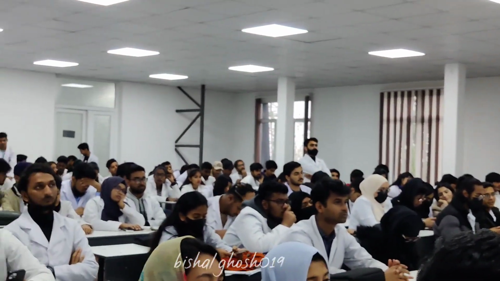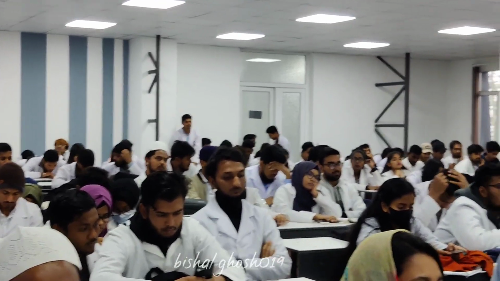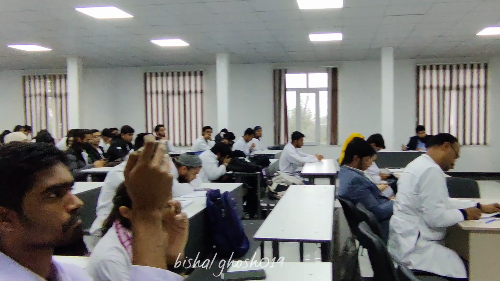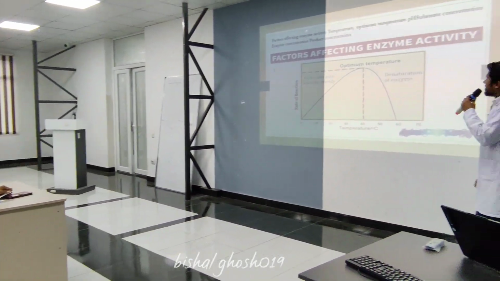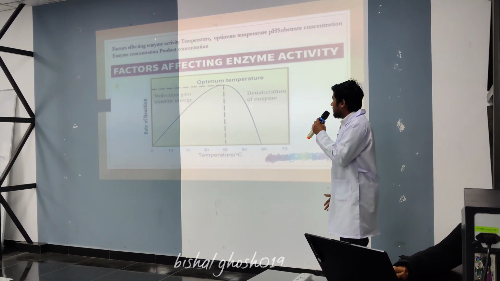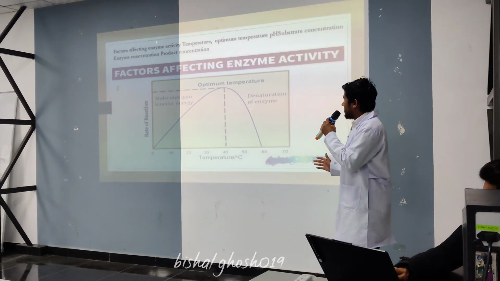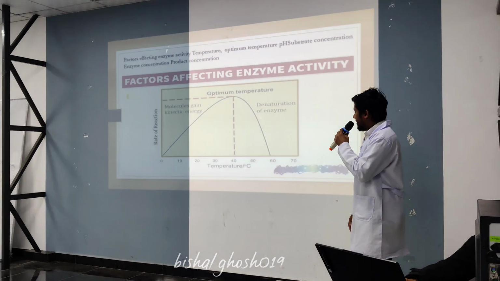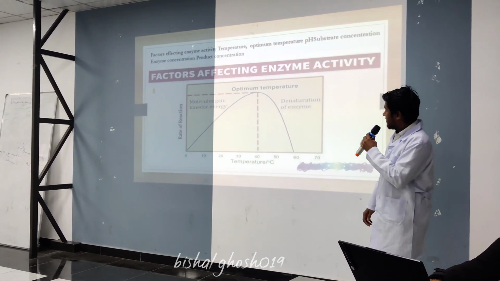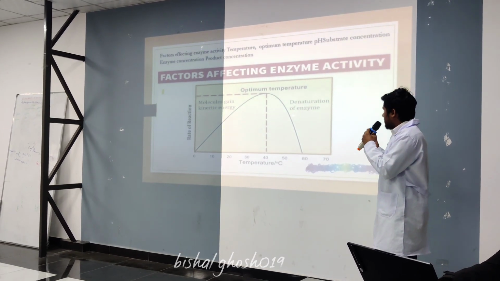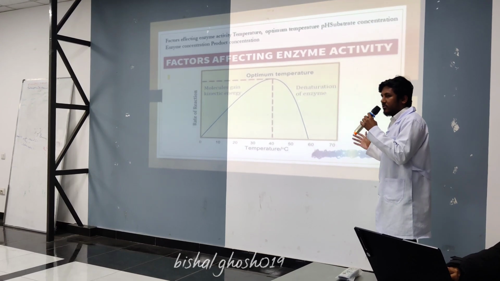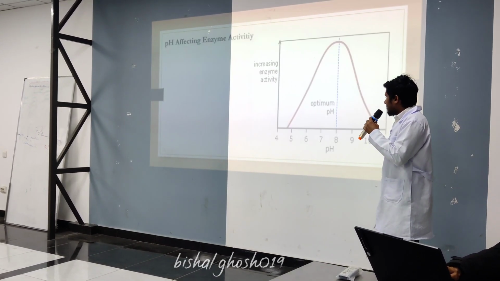So, factors affecting enzyme activity. There are many factors like temperature, pH, substrate concentration, and enzyme concentration. There is an optimum temperature at which the enzyme works most accurately. It is 40 degrees Celsius. If the temperature is over 40 degrees Celsius, the enzyme will be denatured and it will not operate correctly.